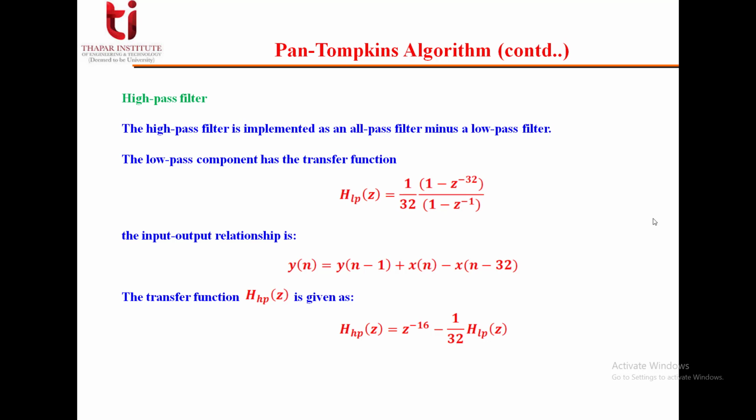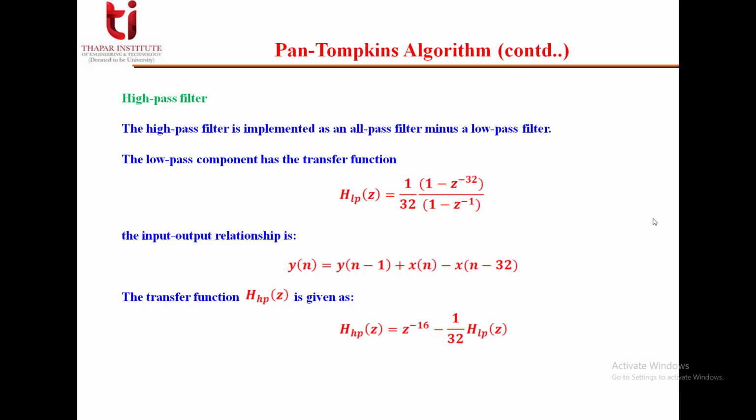And if I want to write in terms of y and x, we can write again, by keeping H(z) as Y(z) by X(z), then cross multiplying and taking the inverse, you will get the equation as y(n) equal to y(n minus 1) plus x(n) minus x(n minus 32).